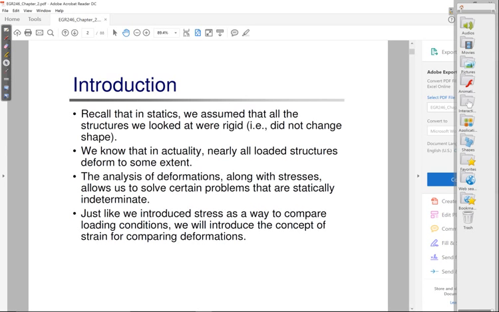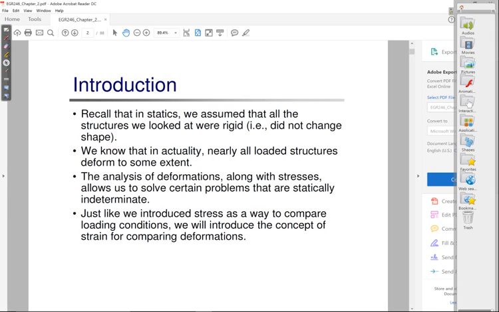Same thing with a skyscraper. We know that a skyscraper sways in the wind, but it's still in equilibrium, right? If it's not in equilibrium, it would move, right, and collapse. Okay, so deformations do happen, and what we're going to do in Chapter 2 is to start looking at those deformations.